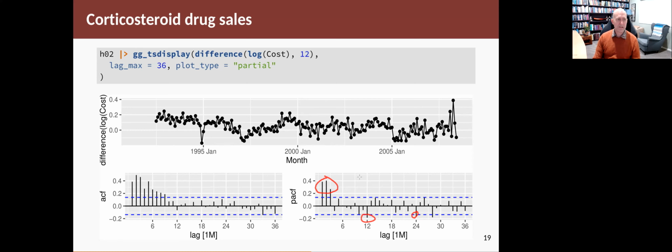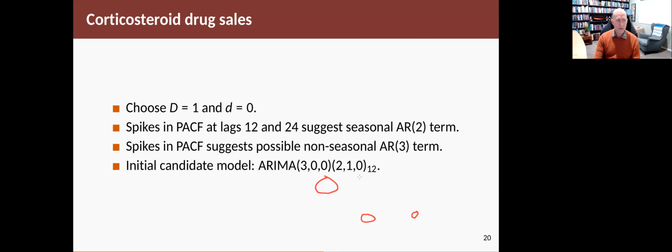So that suggests that we'll take capital D equals 1, little d equals 0. I'm going to have an AR2 on the seasonal part of the model and an AR3 on the non-seasonal part of the model. So overall, I get a (3,0,0)(2,1,0) for monthly data.